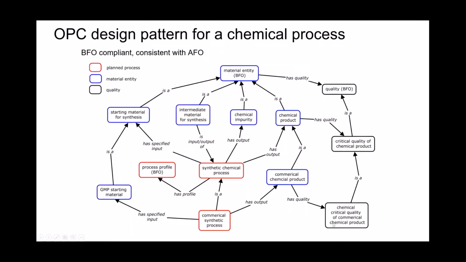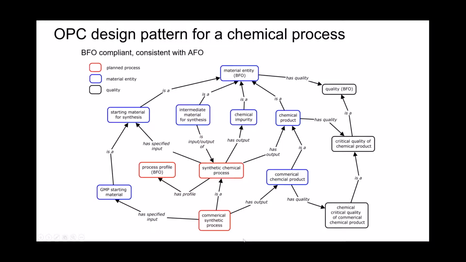Okay, so here is one example. What about chemical process? So the major one will be the synthetic chemical process. So in our modeling, it's a process. And then this process will have specific input: the starting material, intermediate material, chemical impurity, and then has output, chemical impurity and chemical process. They are all material entities.